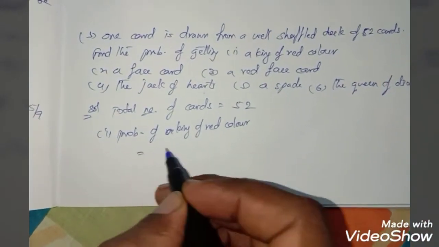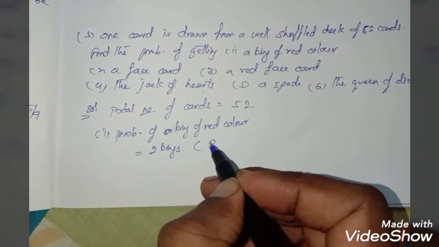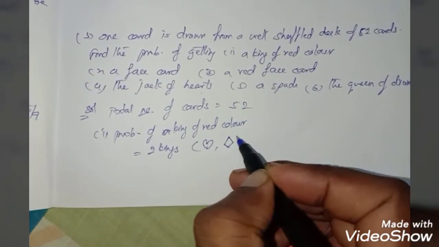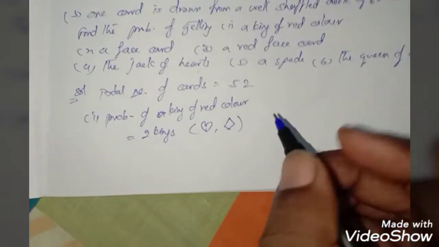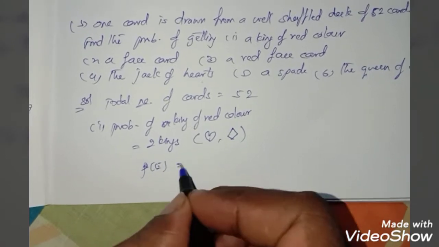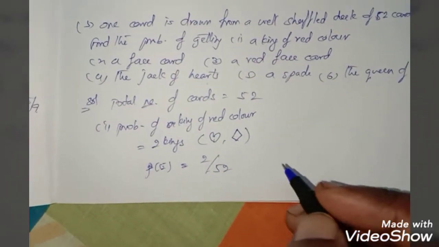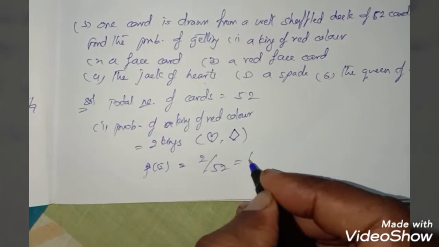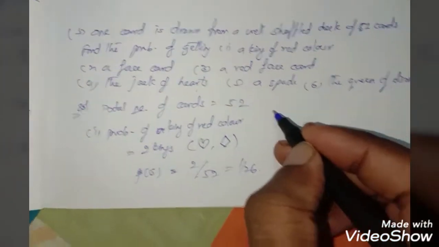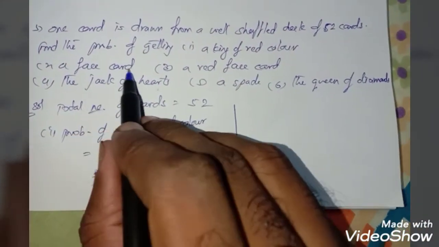So here you have 2 kings. One king of heart and another king from the diamonds. So both are of red color. So probability of an event is nothing but what? Total possible outcome is 2 divided by 52, right? So if we further cancel, you'll get 1 by 26. Now what is the second question they have asked? The second question they have asked is a face card.